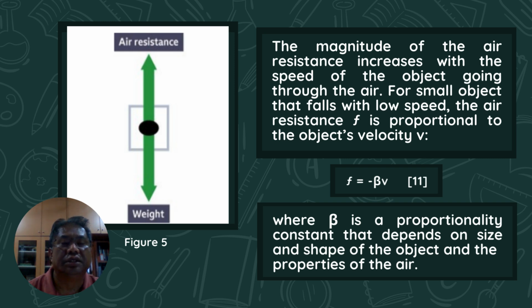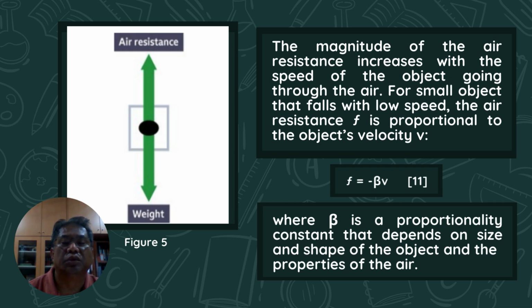Here you see negative beta V. Why negative here? Because the air resistance always opposes motion. If the object falls downward, then V is negative. So minus beta times minus V, so we get beta V. So it points upward.